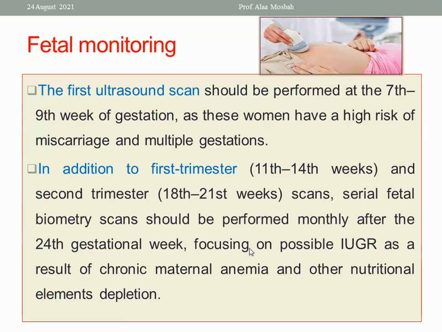at 11 to 14 weeks gestational age, and during the second trimester between 18 to 21 weeks, scan for biometry, for fetal growth, for any anomalies, for amniotic fluid, for any evidence of fetal growth restriction, because it is a possibility to occur during pregnancy in thalassemia.